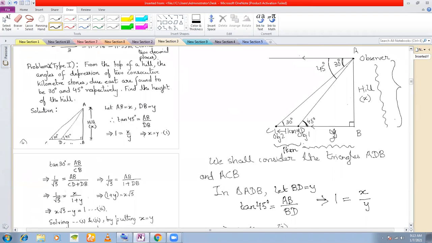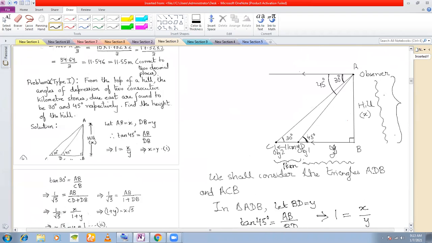And therefore now I consider the bigger triangle ACB. Again I will use tan. Why will I use tan? Because in triangle ACB, opposite to the 30 degree angle is this length, and then you have this as your base, BC. We are concerned with these, we are not bothered about the hypotenuse. So these two are related by tan.